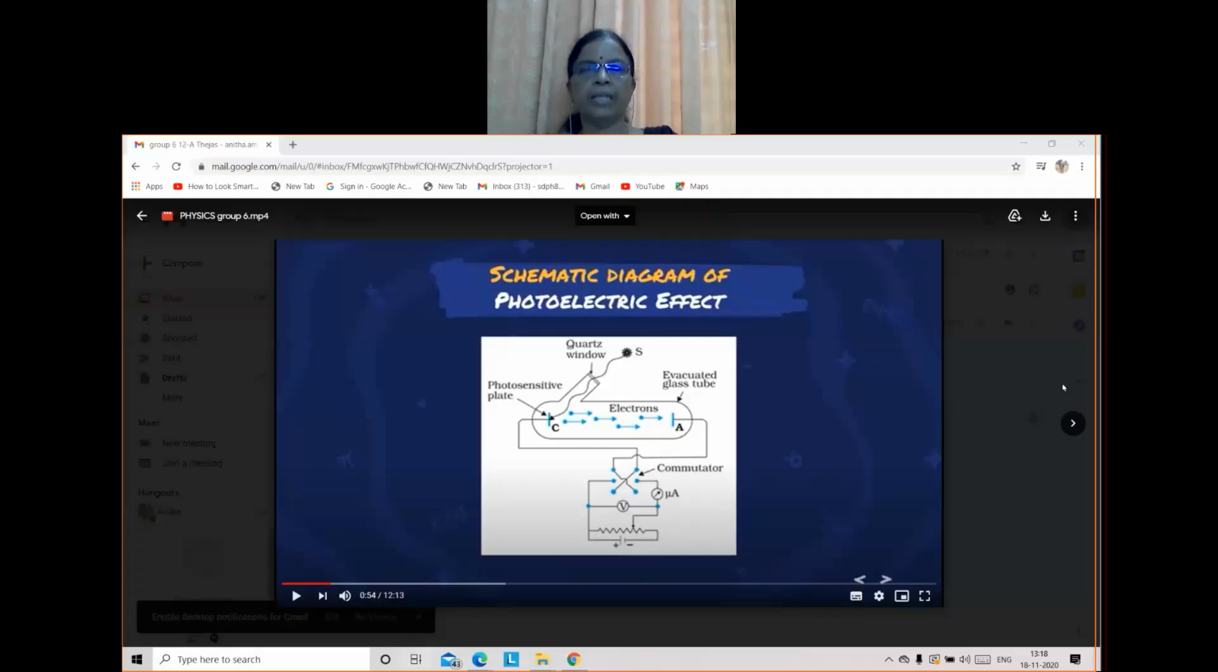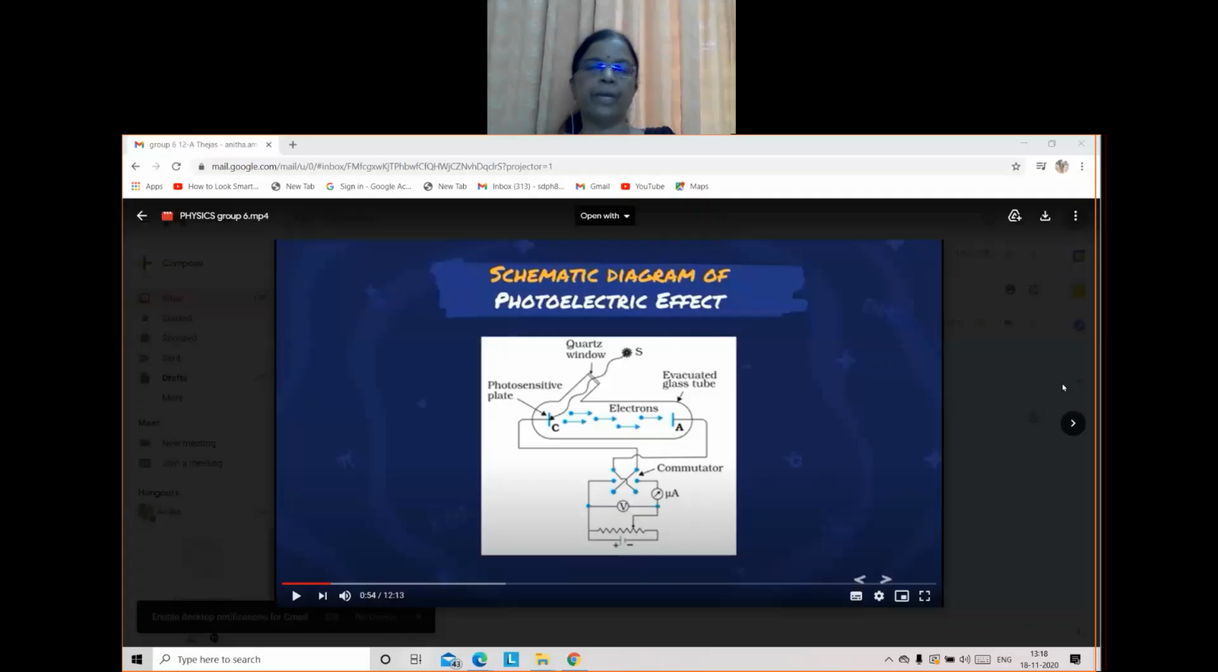Are they equal? Are they different? Is anyone greater than the other? h nu zero and W zero. Tell. Options are given to you. Equal, teacher. Equal, correct. The work function is the minimum energy required to eject an electron from a metal surface, and threshold energy means the minimum energy required for the radiation to eject an electron from the surface. Both are equal. So W0 equals h nu 0.